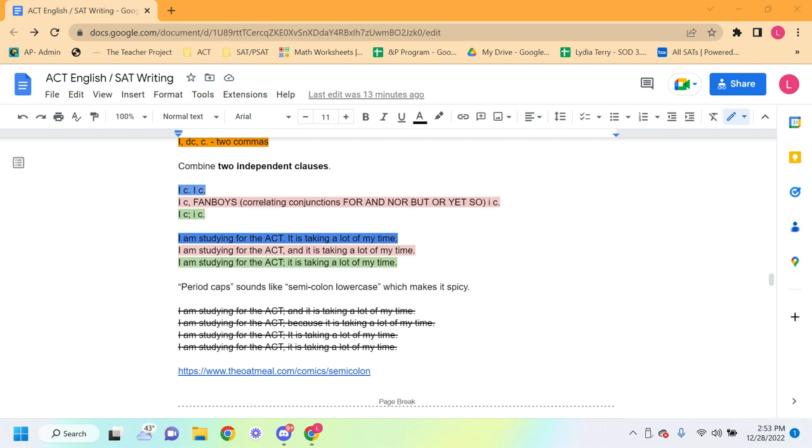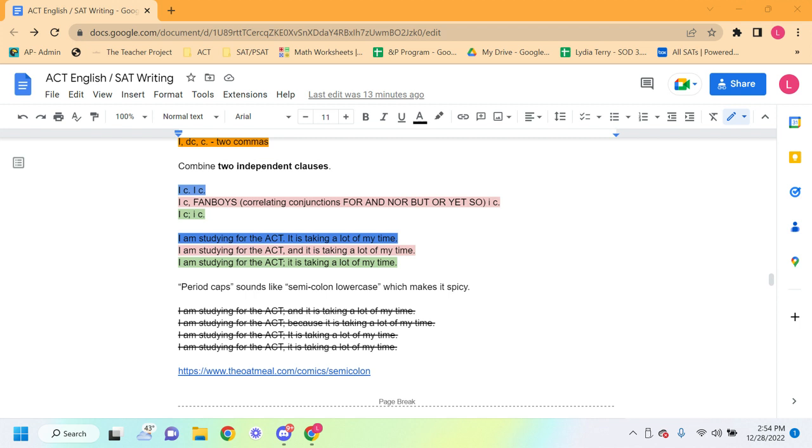This will show up oftentimes in which of the following is incorrect, which means there's 3 or 4 correct ways of doing it. They like to test you in semicolons when there's more than one correct way of doing it, okay? So let's look at incorrect ways of doing this.